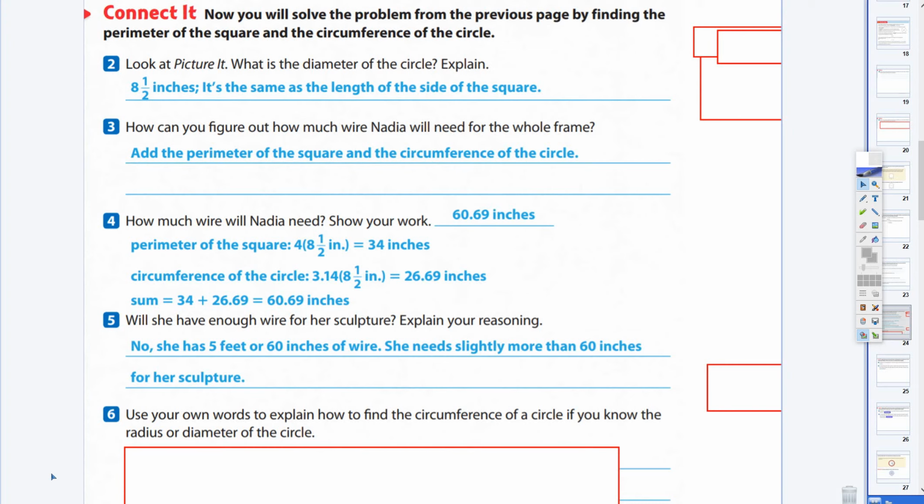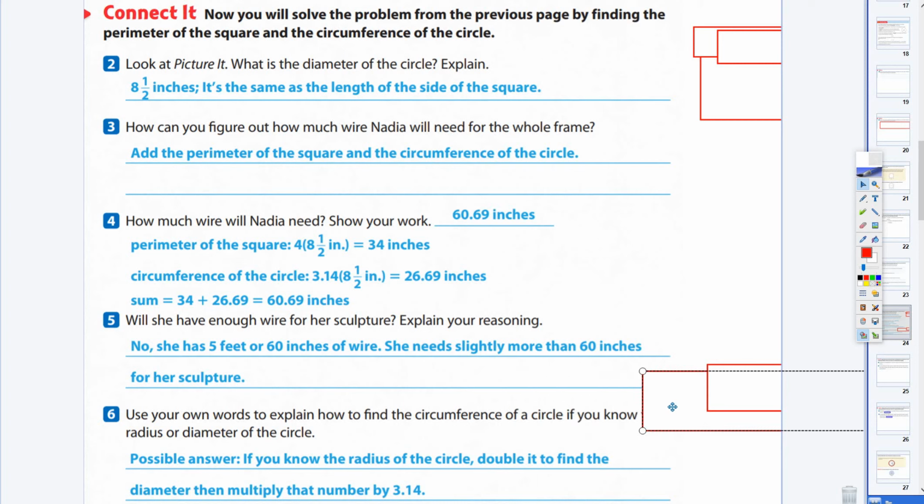For number 6, it says, use your own words to explain how to find the circumference of a circle if you know the radius or diameter of the circle. Well, there's multiple answers to this, but let's see what they put for the possible answer. If you know the radius of the circle, double it to find the diameter, and then multiply that by 3.14, just like the formula gives us.